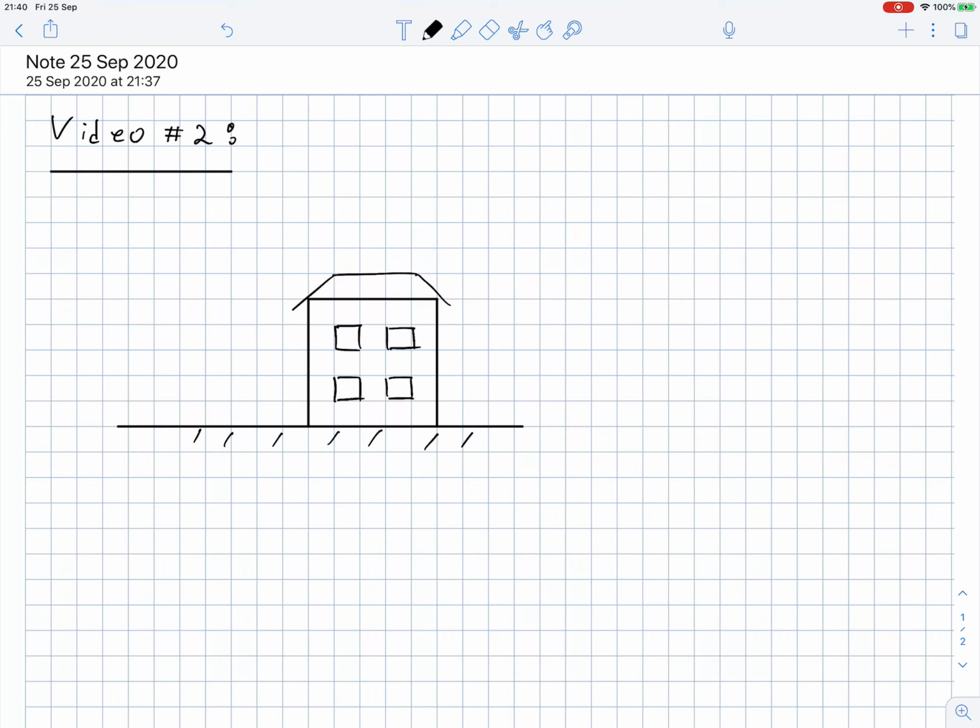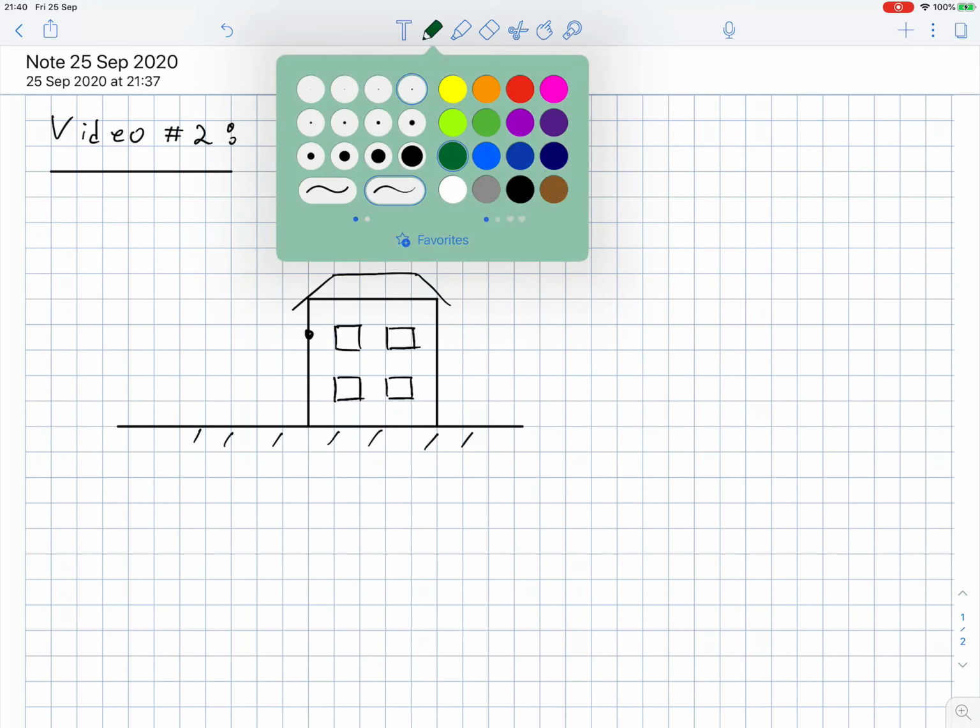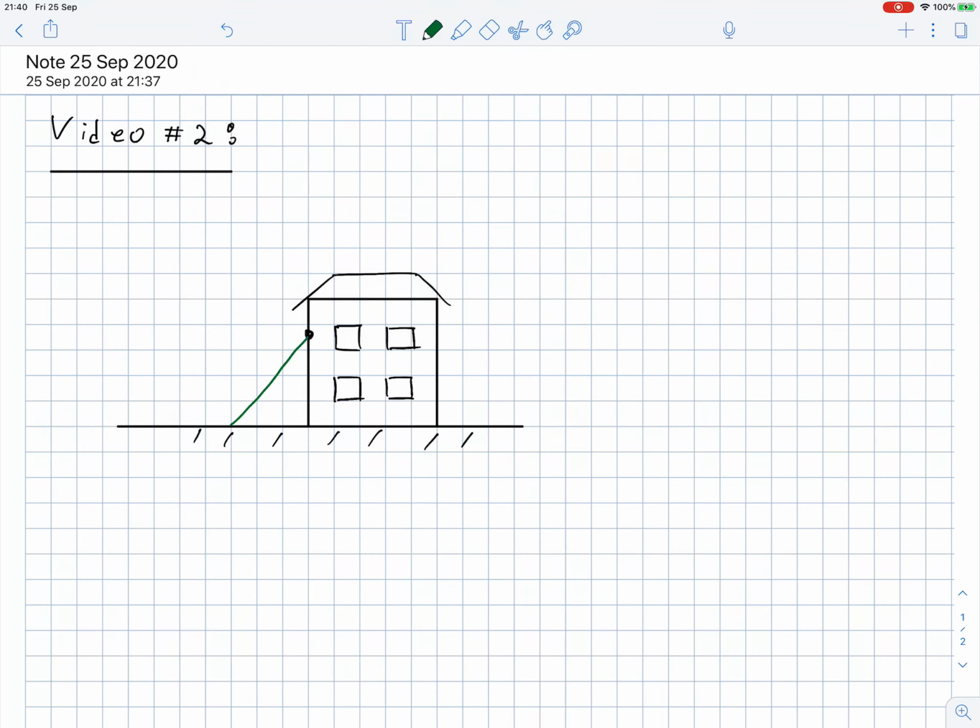And suppose you want to fix something at this point, and you want to take a ladder, and you place the ladder like this. Let's take another color, something like this. Usually, if you look from this side, you can see that the ladder is a straight line. Now this point is attached to the ground, this point is attached to the wall of your house.